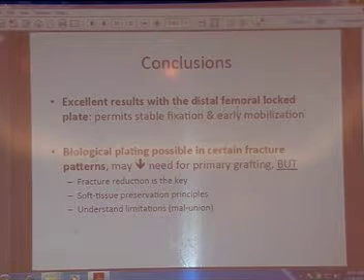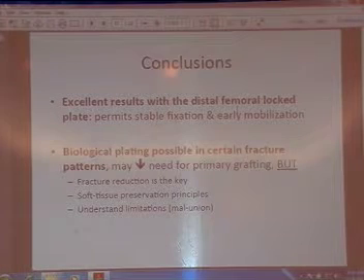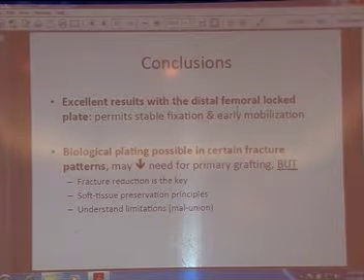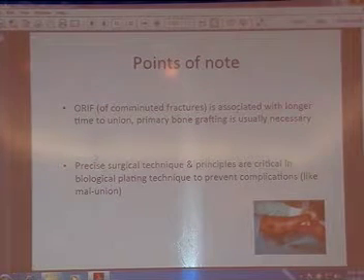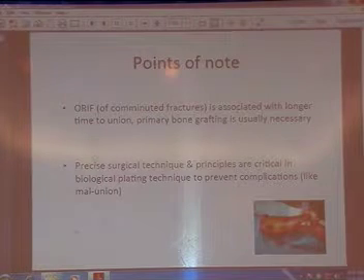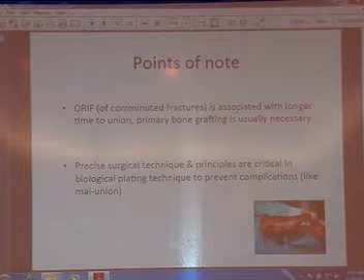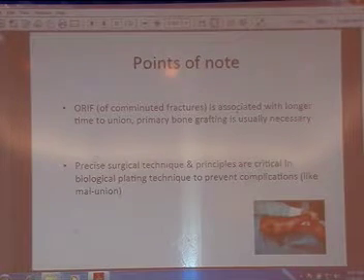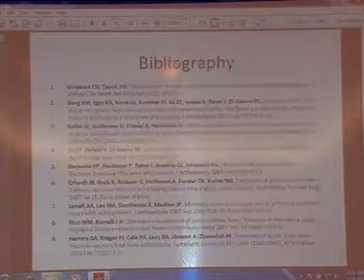But fracture reduction is the key. The soft tissue preservation principle should be followed, and understand the limitations. There may be malunion in the case of inadequate reduction. Point to note: a comminuted fracture is associated with a longer time to union, primary bone grafting is usually necessary, and precise surgical technique and principles are critical in biological plating techniques to prevent complications like malunion.